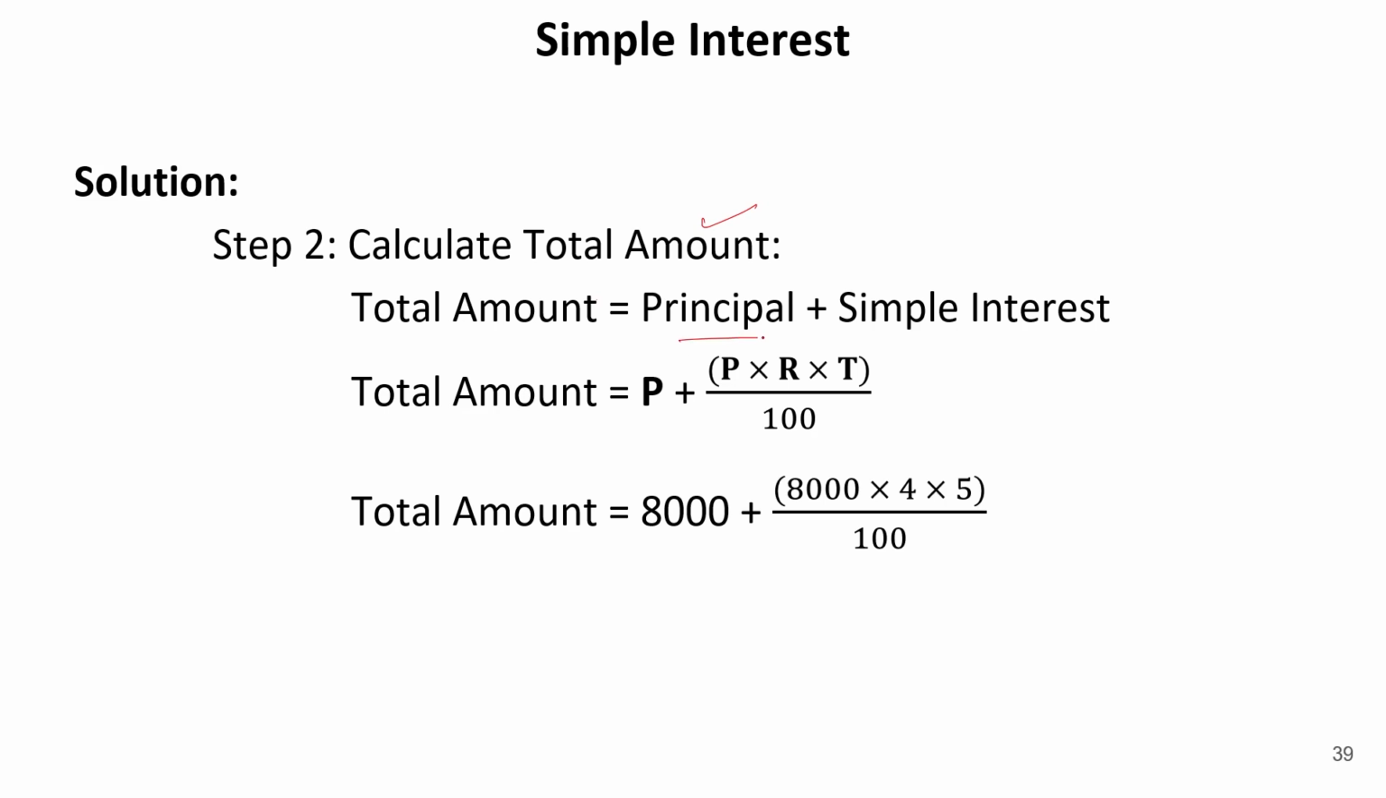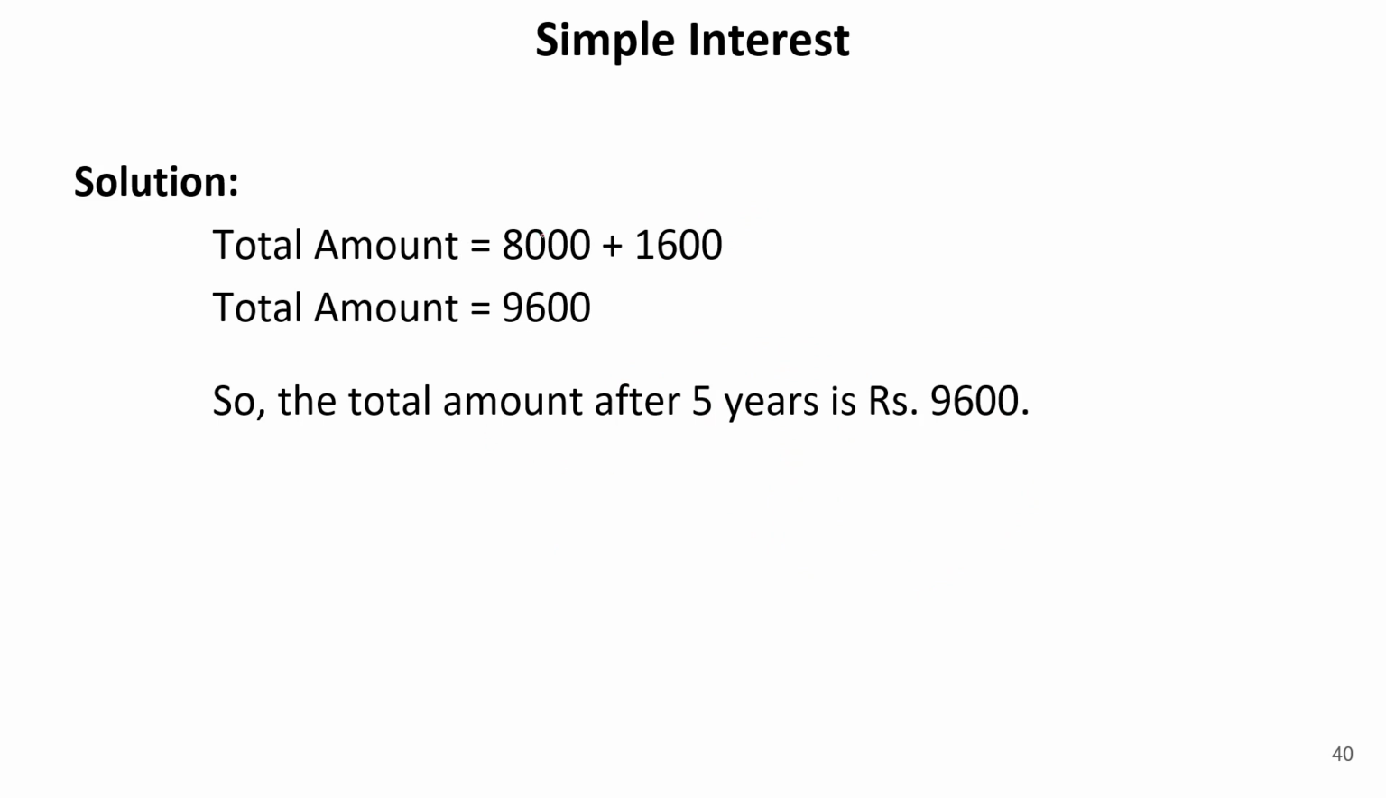So total amount will be what? Principal amount plus simple interest, right? So principal amount is P and simple interest will be PRT by 100. So total amount will be 8,000 plus 8,000 into 4 into 5 whole by 100. So total amount will be what? 8,000 plus 1,600, which is equal to 9,600. So the total amount after 5 years will be the cumulative amount or final amount, that is 9,600, the principal amount plus the simple interest part.